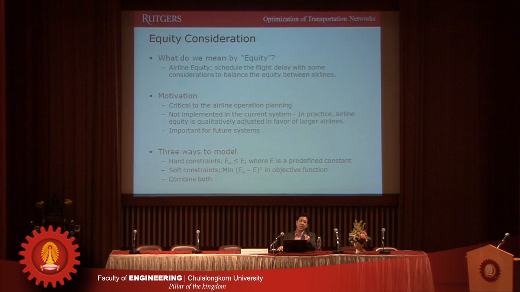Based on the FAA standard, the FAA doesn't care which airline is going to get delayed, but airlines do. So the question is, if you choose to delay certain flights, and some airlines happen to be unlucky, and all the flights that got delayed come from one airline, you're going to run into a problem because it becomes discrimination. So we can incorporate the equity consideration into the model.